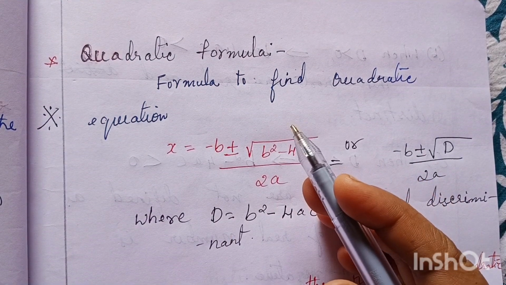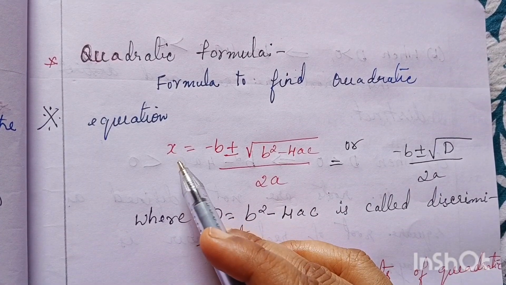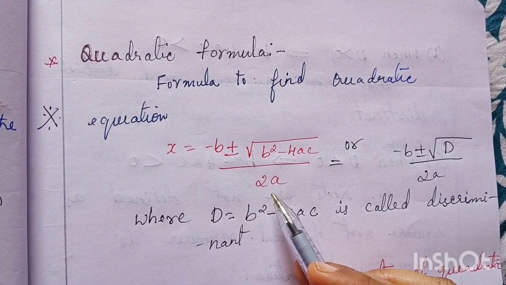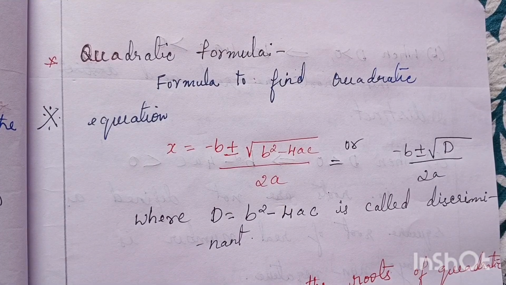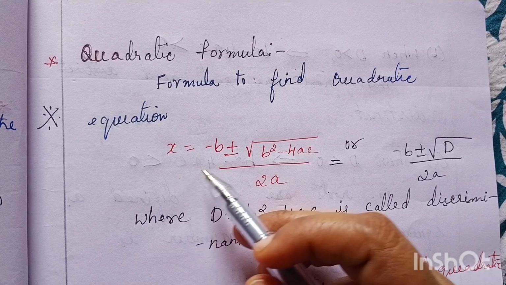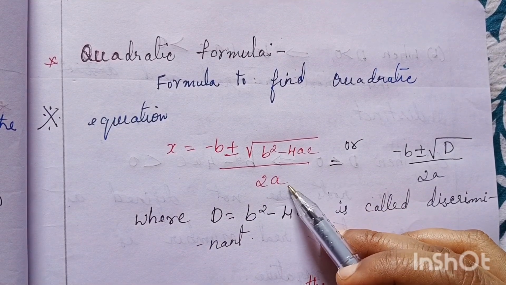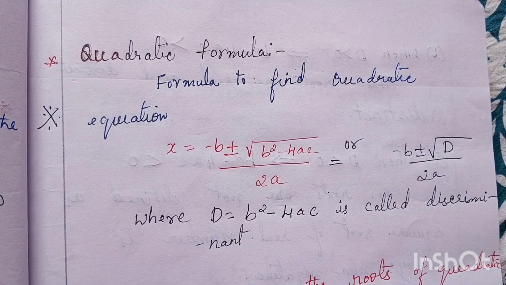Splitting method और factorization method से भी हम x का value find कर सकते हैं, और instead of splitting method we can find with this method also. Particularly if the question says find with the splitting method, then we have to find with the splitting method, or x is equal to minus b plus or minus root b square minus 4ac by 2a. This is a quadratic equation formula.